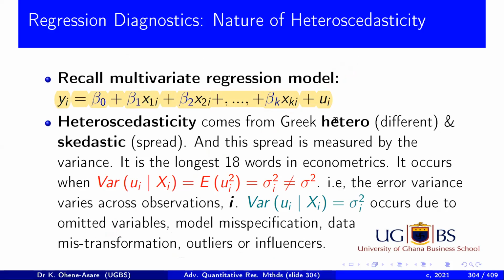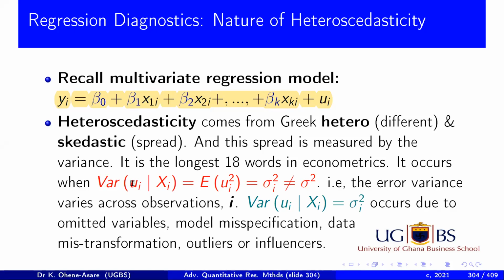Heteroscedasticity comes from the Greek word hetero, which means different, and it comes from skedastic, which means spread. Indeed, somebody was talking about dispersion, okay? How clustered or how dispersed the data plots are. Now, this spread is measured by the variance, and the square root of the variance is the standard deviation. You know that. Now, this word heteroscedasticity is the longest word, 18 letters, in the world of econometrics. So it's an important word, at least it's the longest.